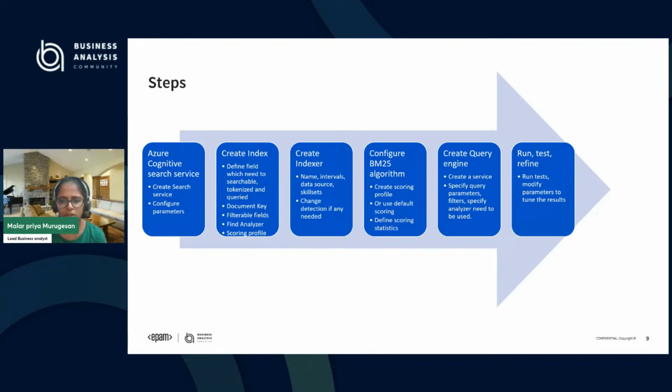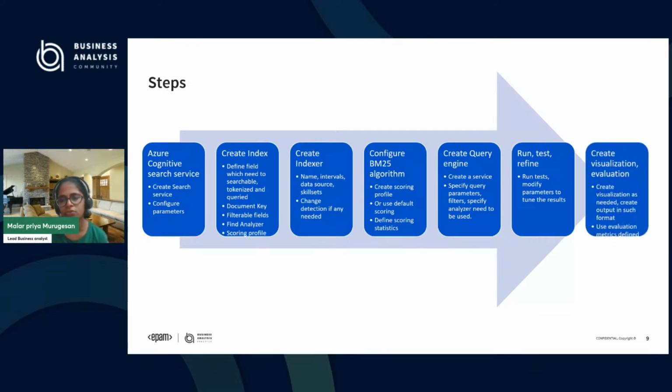It is just like doing a Google search, where you get some results and evaluate them, right? In a similar fashion, I used Postman to call this particular API again and again, test the results, and change the scoring profiles or the BM25 algorithm parameters. This refining happened again and again until we achieved 70% accuracy. We kept running the tests, and finally we created a visualization evaluation to prove it had 70 percent accuracy. So this is what we did in this particular ML model development.